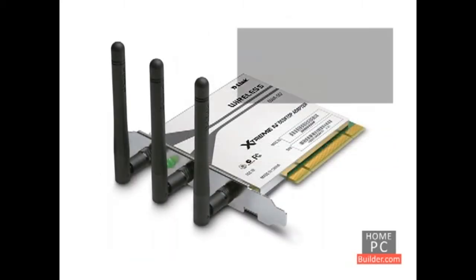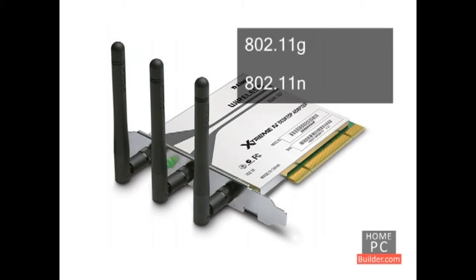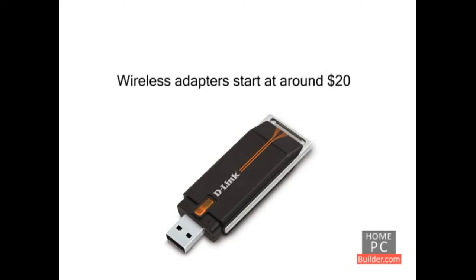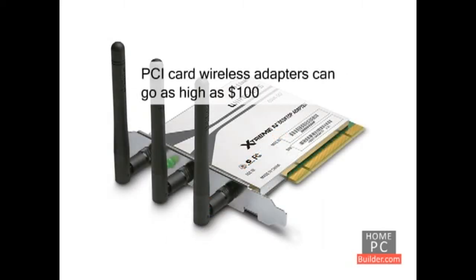Wireless adapters come in either 802.11g or N specifications. The G spec runs at around 50 megabits per second. The N spec runs at up to 300 megabits per second. Both G and N adapters cost between $20 for a basic adapter that connects through a USB port, up to $100 for a PCI card adapter.